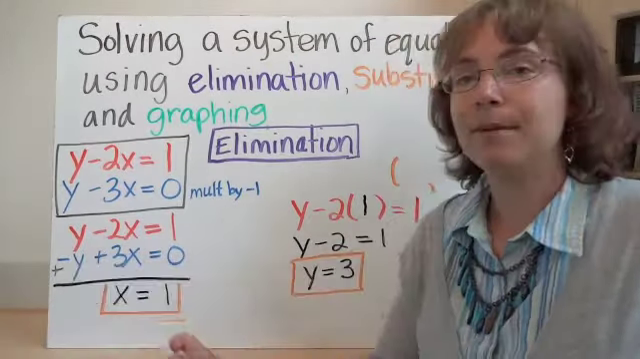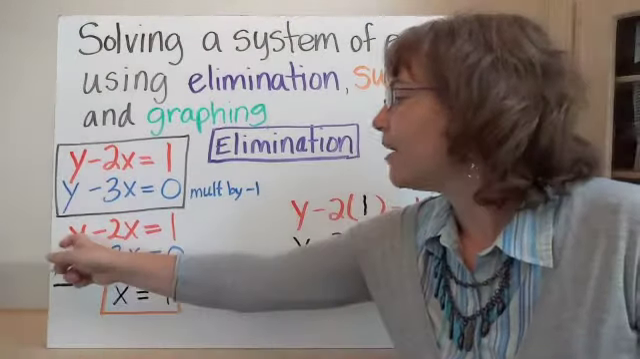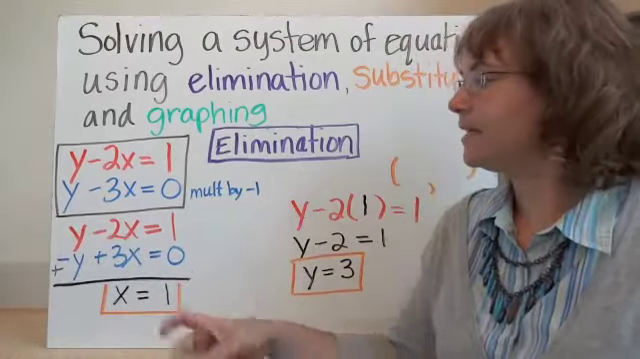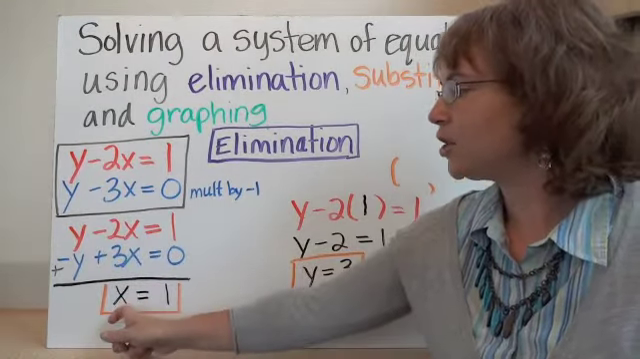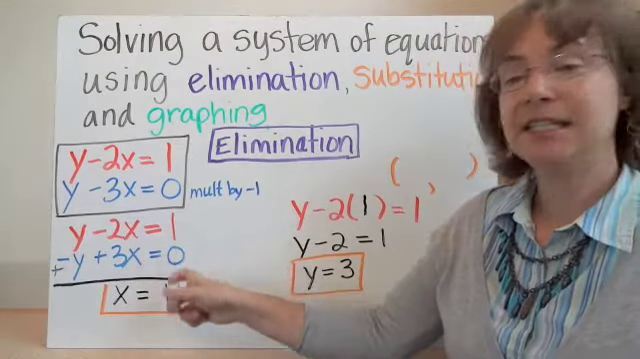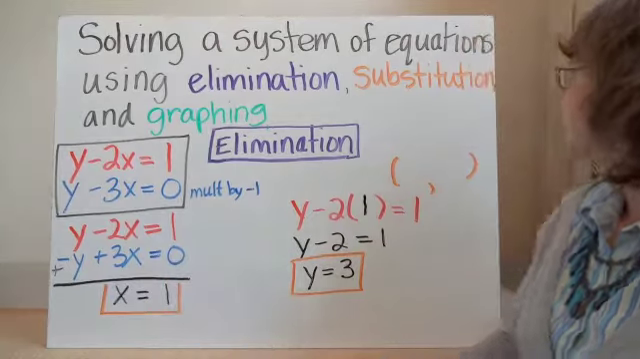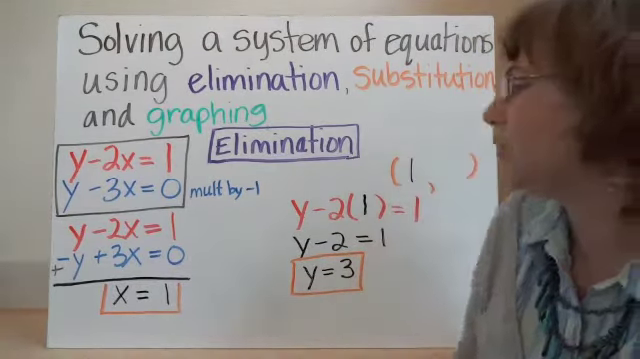Now I can add them in order to eliminate my y variable. When I add them together, I have y plus a negative y, that gives me a 0. Negative 2x plus a 3x is going to give me just a positive 1x, so just x. 1 plus a 0 gives me a 1. So I know my x coordinate is going to be a 1.